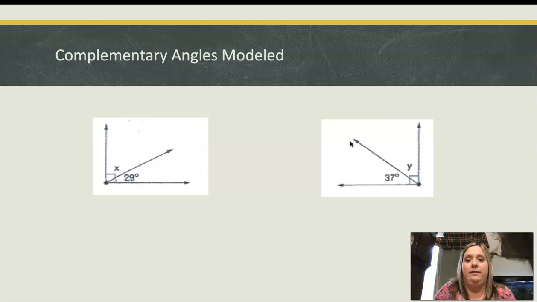So in order to find that, we're going to solve for x and y as we would just a basic algebraic equation. So 29 plus x equals 90. We're going to subtract 29 from both sides, and we're going to get that x would be equal to 61. So now for this next one, what would we do here? Madison. Good. We subtract 37 from both sides, and y would be equal to 53. Good job.